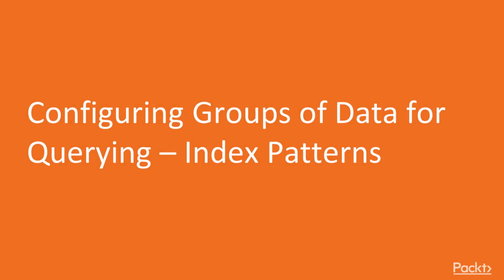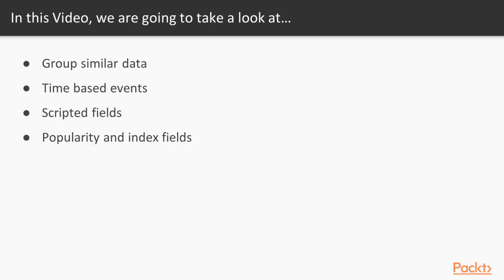In this video, we're going to look at configuring groups of data for querying using Kibana's index patterns. This video will teach us how to group similar data using index patterns. We'll look at time-based events as well as non-time-based events. We'll look at scripted fields and how we can get more data out of the data we have stored. And then I'll show you how the popularity and index fields work within the Discover tab.